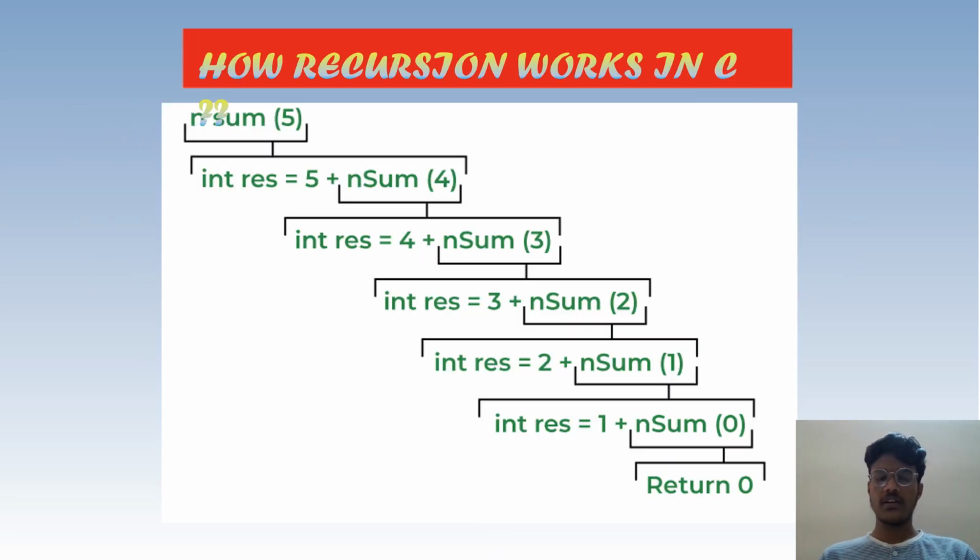How recursion works in C. This chart helps us to know how recursion works in C language. It starts from nsum of n up to return 0. First is 5 plus nsum of 4, then 4 plus nsum of 3, then 3 plus nsum of 2, then 2 plus nsum of 1, then 1 plus nsum of 0. It continues up to 0, from 5 to 0. This chart represents how the recursion function works in C language.